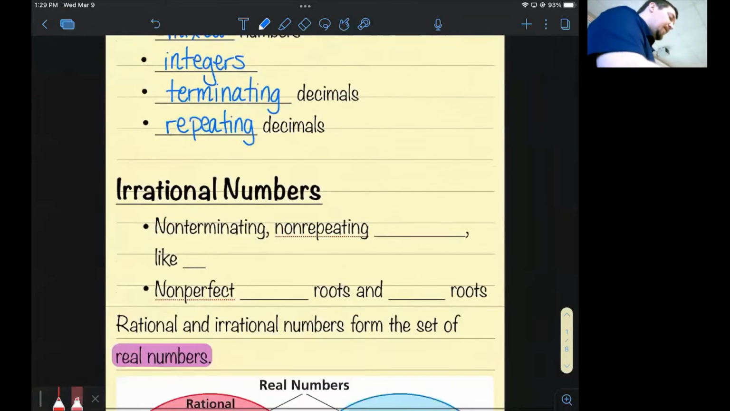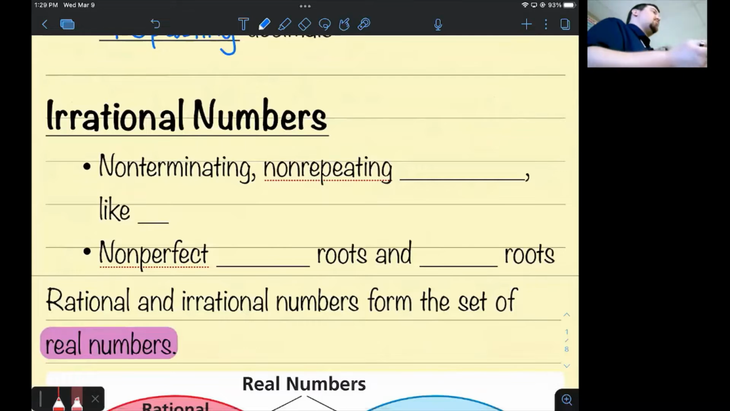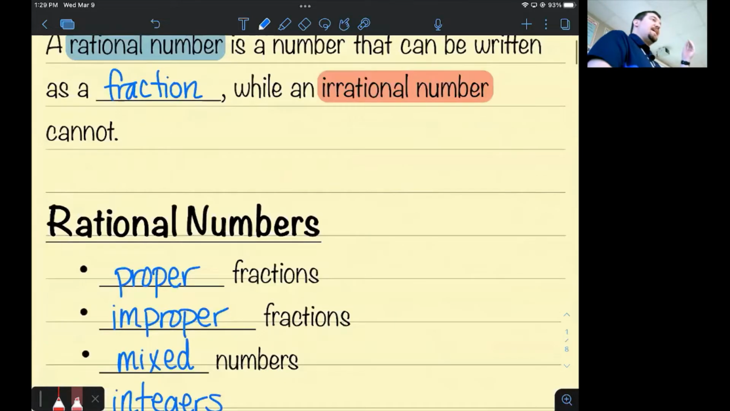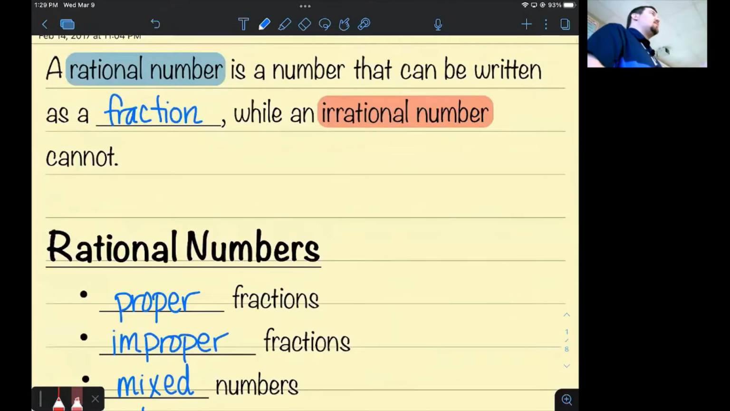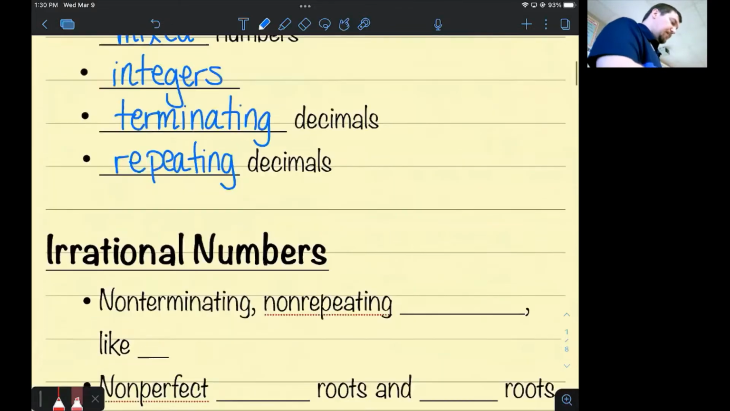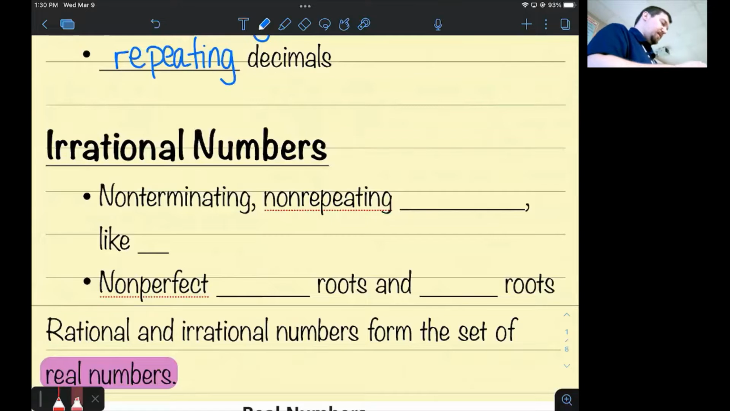So let's talk about irrational numbers. What would make a number irrational? According to this definition, it can't be written as a fraction. So it's going to be a decimal that goes on forever and doesn't repeat. Well, let's see what types of numbers go on forever and don't repeat. Non-terminating, non-repeating decimals. I know those aren't words, but whatever. Non-terminating, non-repeating decimals like pi. Pi is irrational, the most popular one.